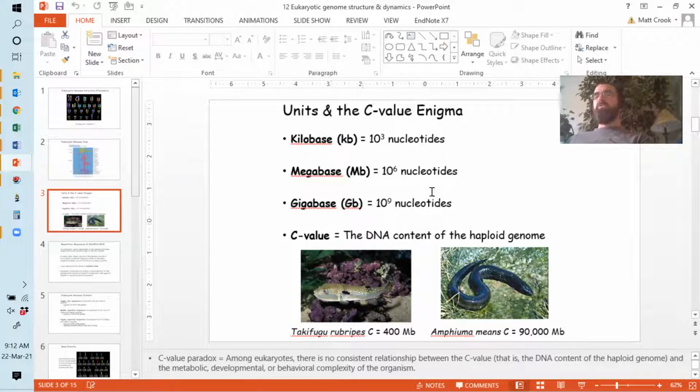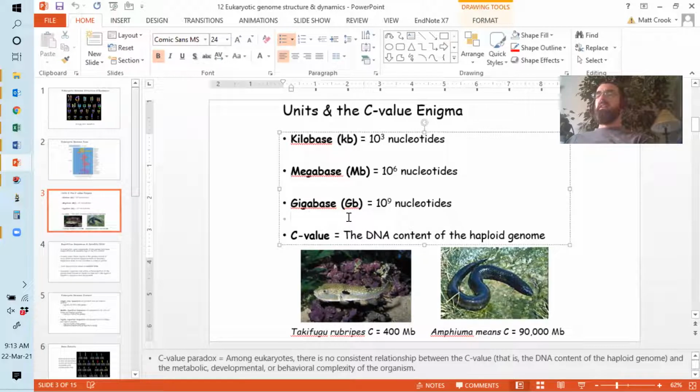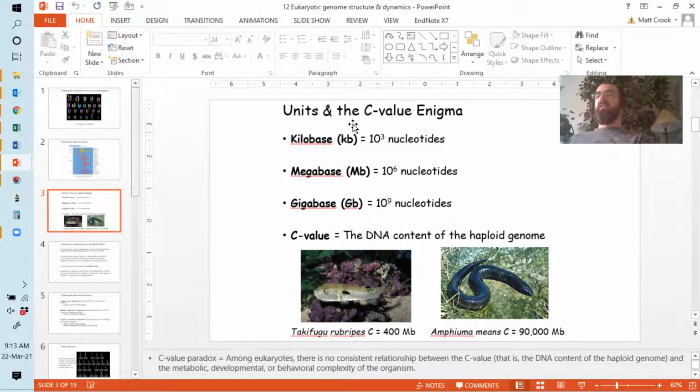So these are just some units, right? Kilobase (KB), megabase (MB), gigabase (GB). These just give you units, right? So if, say, an organism's size is 400 MB, that's 400 million bases, basically, megabases.